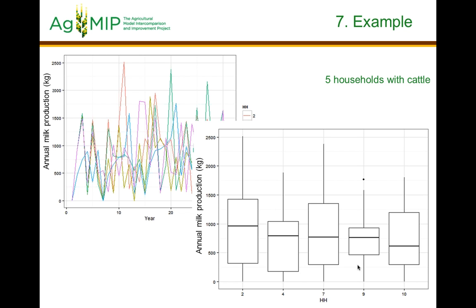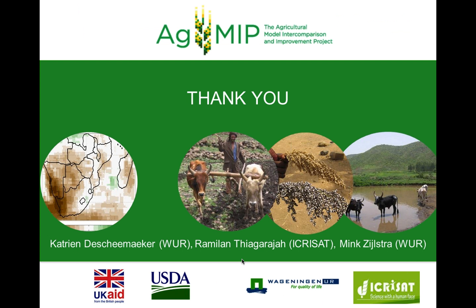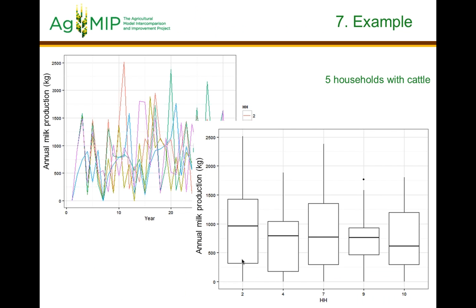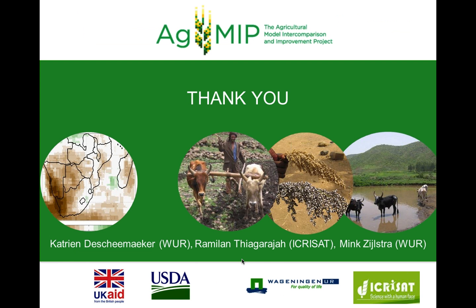Another way of presenting that is putting the households on the x-axis and showing the median and the variability with box plots. Here the variability is the variability between the 30 years for which the simulation was run. Okay, so that was it. We've ended with an example, and we have about 10 minutes left for questions.